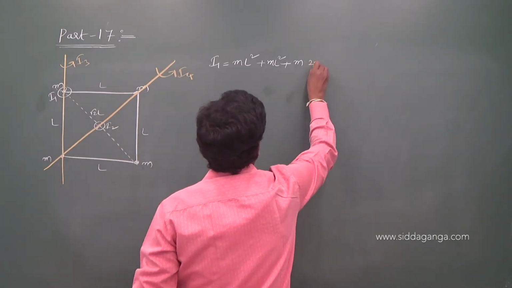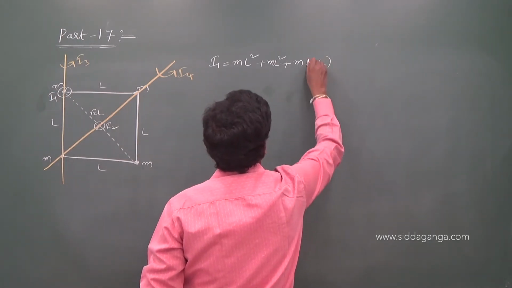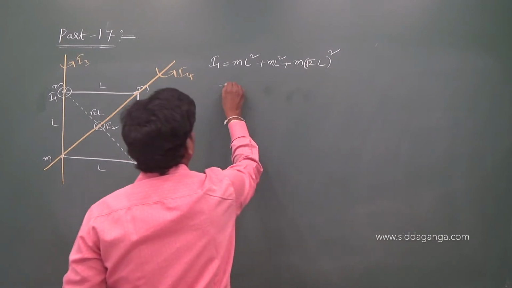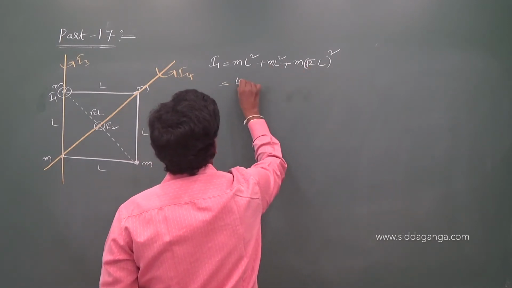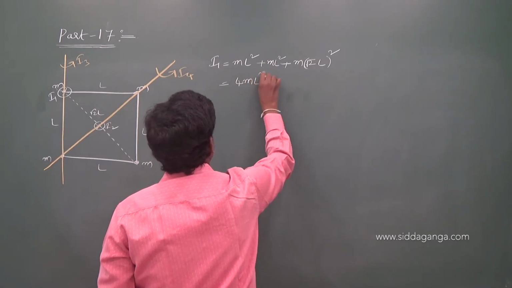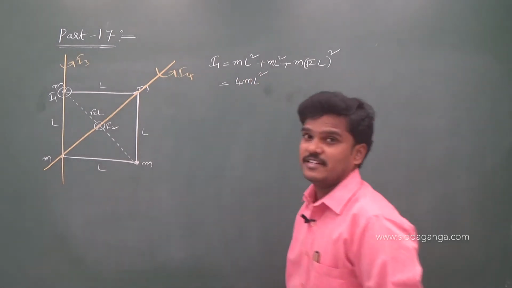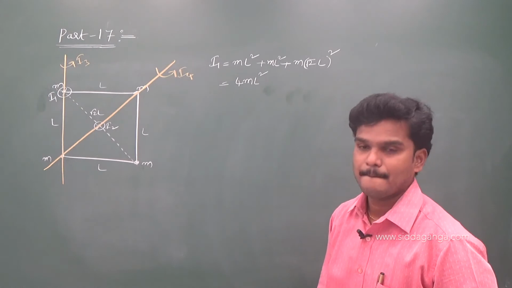M into root 2L whole square. Then ML square, this is the 2ML square. Total how much now? 4ML square. I1 is clear. Feel correctly, I1. Okay.